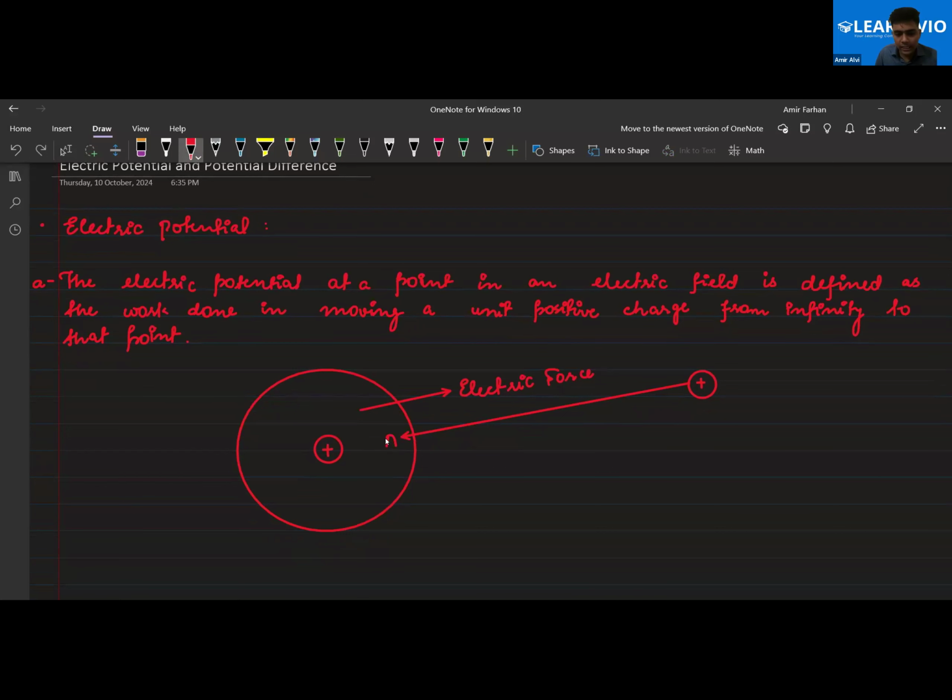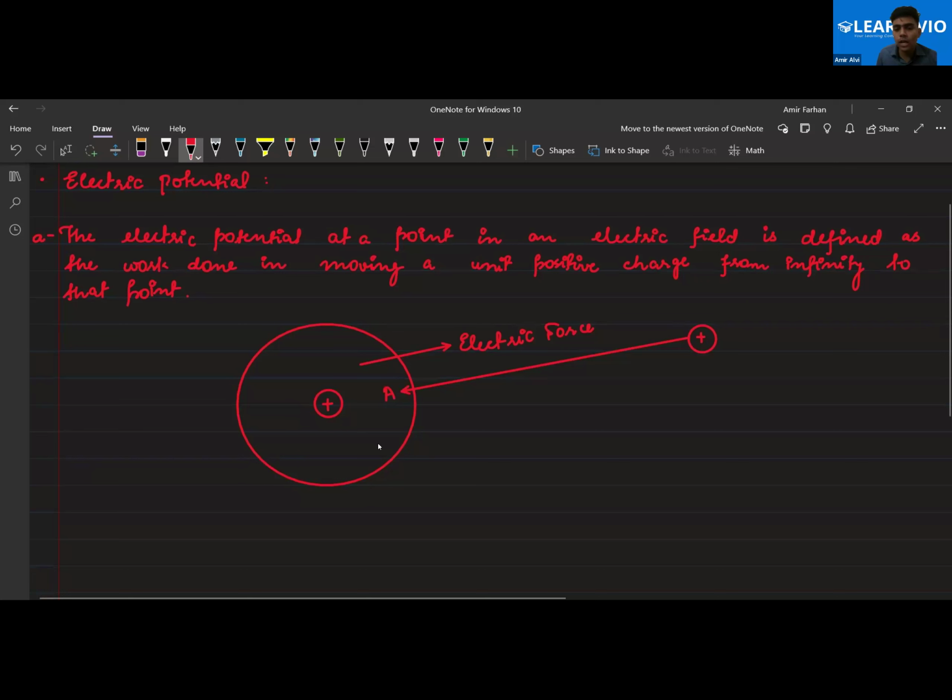So you are going against the electric force, right? That work done that you are doing against the electric force will be called the electric potential. Am I clear to all of you? Please do let me know. Yes. Sure. Now let's talk about the B.